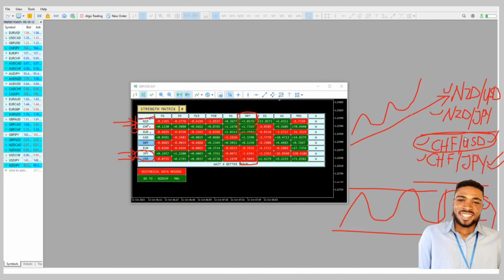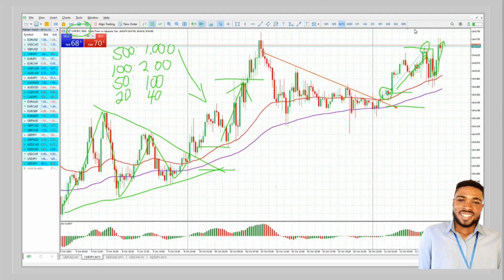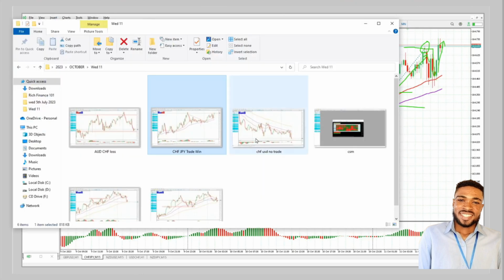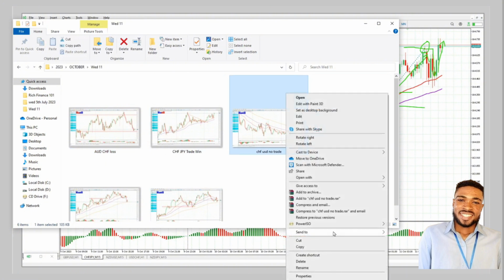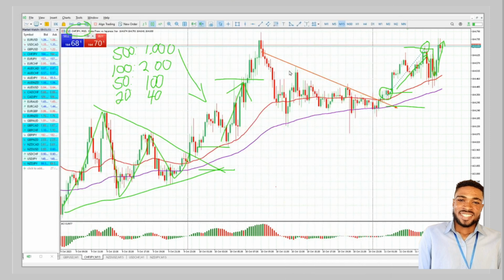The next chart I was looking at was the Swiss with the USD. So let me open the Swiss and the USD. In my folder, Swiss USD, can you see I've labeled everything? This is AUD Swiss. There was a loss. That one I'll explain to you later. This is currency trade meter. This is Swiss USD. Good. This is no trade. Can you see? I labeled everything simply, so that I'll always be able to revise it back anytime I'm analyzing my charts.